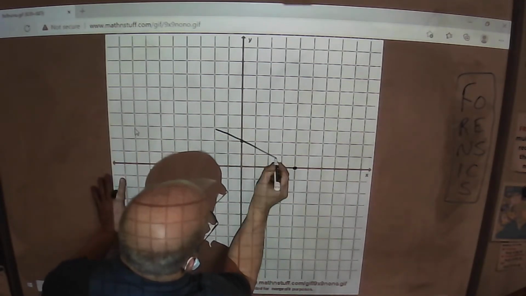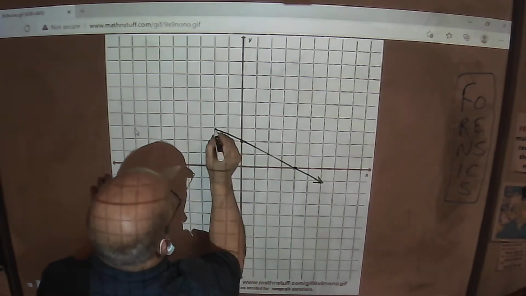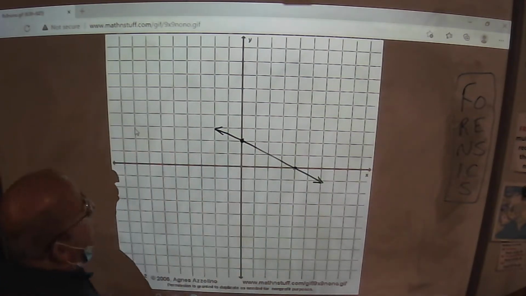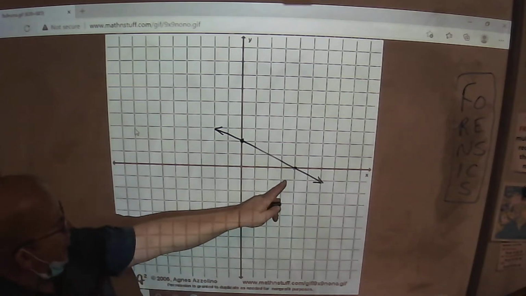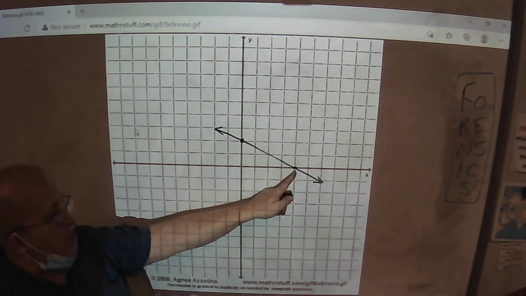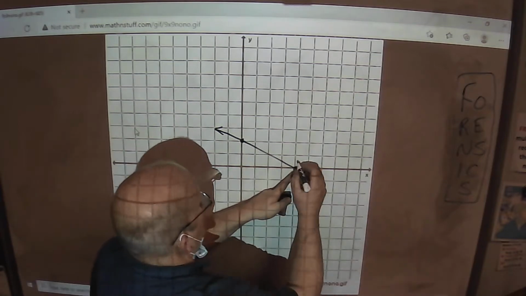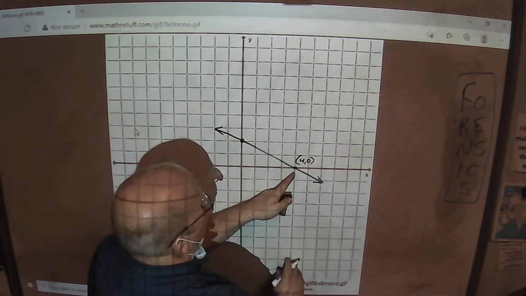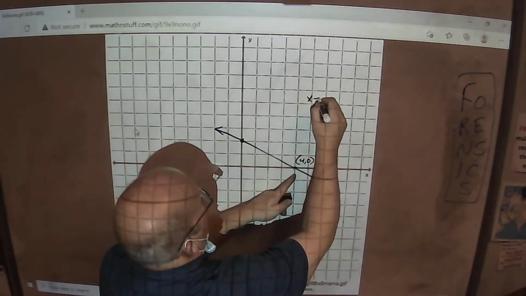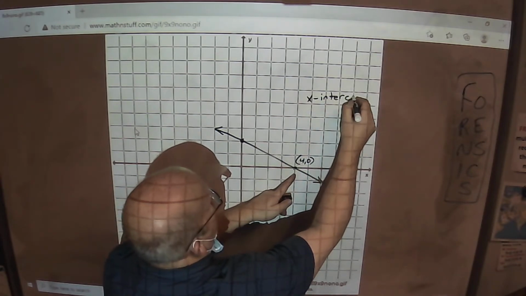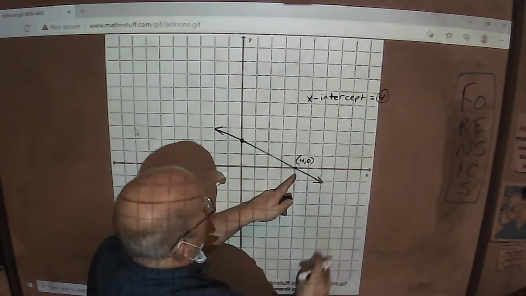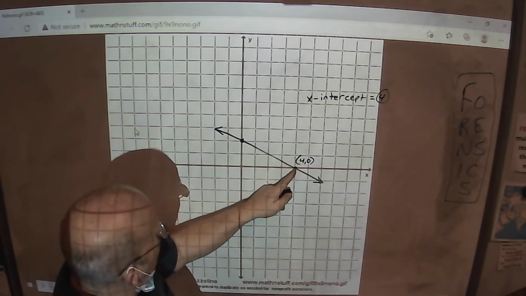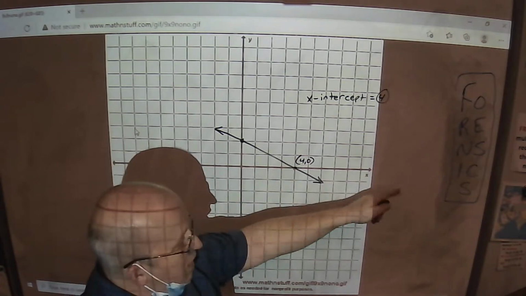If you look at this line right here, and somebody says to you, where does this line cross the x-axis? Hopefully you would say it crosses at location 4, 0. And you would be right. In the world of mathematics, we would say that the x-intercept of this particular situation is 4. It crosses the 4 location on the x-axis.